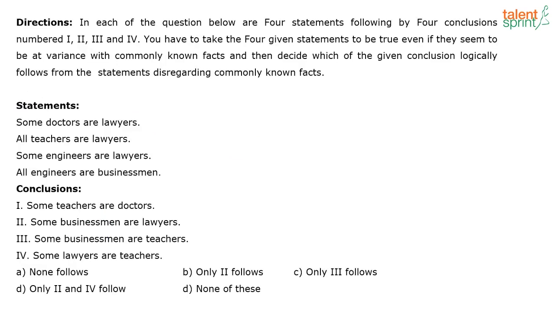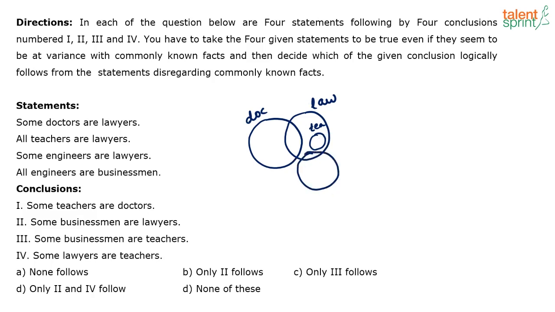Okay, next one. In the next question you have 4 statements followed by 4 conclusions. How do you solve this? Some doctors are lawyers. All teachers are lawyers, so all teachers can be inside the lawyers set, with minimal overlapping. Some engineers are lawyers, so they can be here, correct? Some overlapping here. Some engineers are lawyers and all engineers are businessmen, right? So these are the given statements. Now, some teachers are doctors. Some teachers are doctors is not a definite conclusion; it can be or cannot be true, correct?